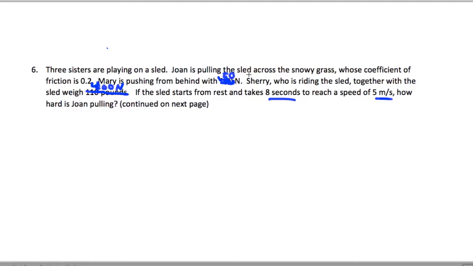6. So I needed to change some numbers. We're going to have Mary push with 50 newtons. We're going to have the sled weigh 400. So here's the situation. We've got a sled with a kid on it.